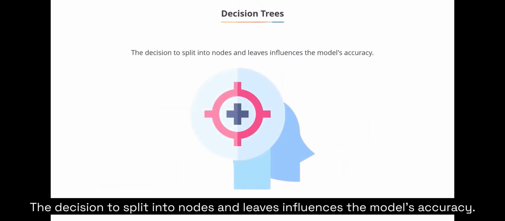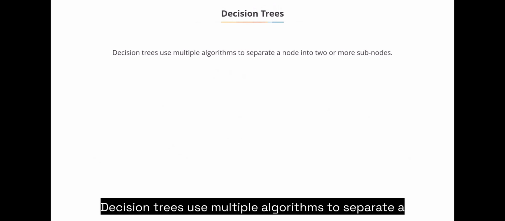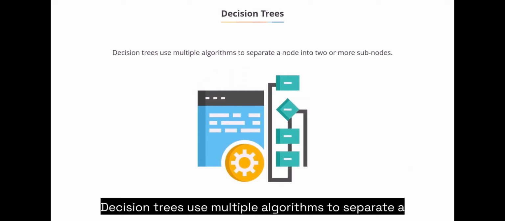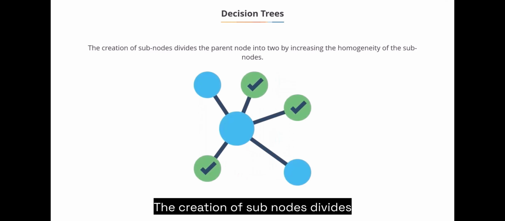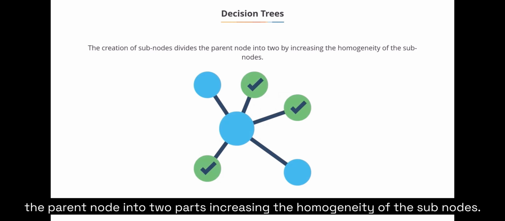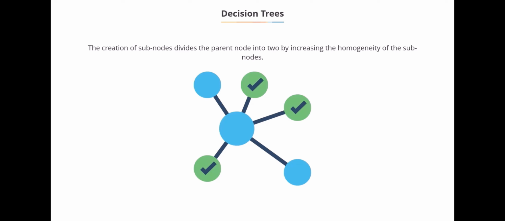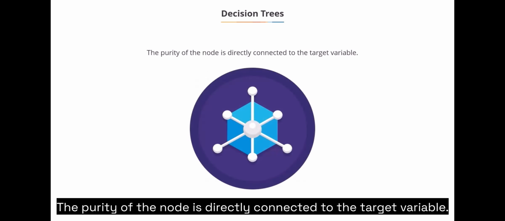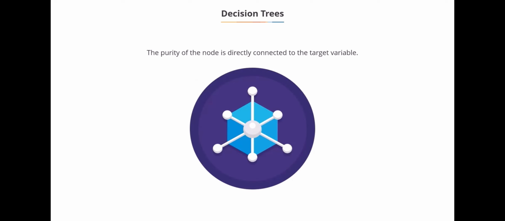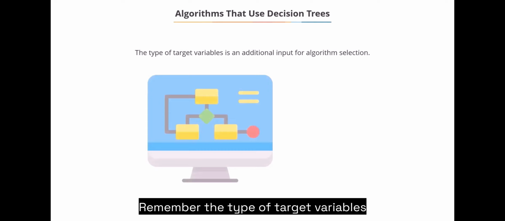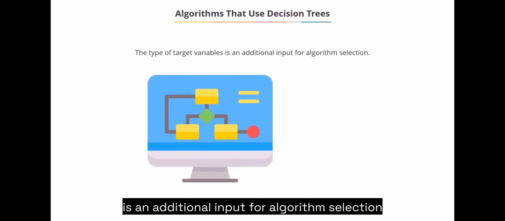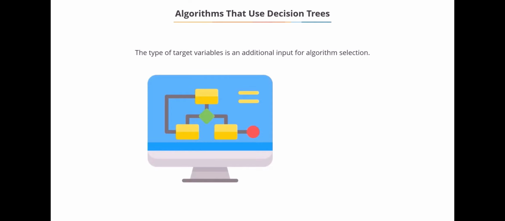The decision to split into nodes and leaves influences the model's accuracy. Decision trees use multiple algorithms to separate a node into two or more subnodes. The creation of subnodes divides the parent node into two parts, increasing the homogeneity of the subnodes. The purity of the node is directly connected to the target variable. Here are some algorithms that use decision trees. Remember, the type of target variables is an additional input for algorithm selection.